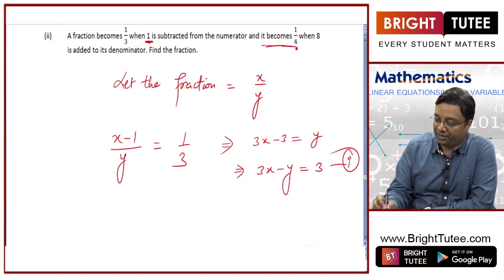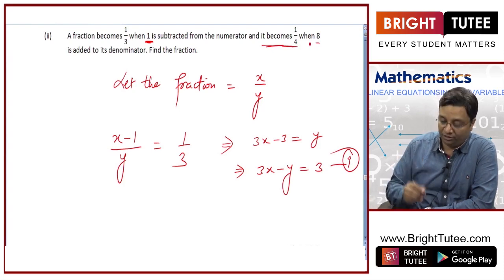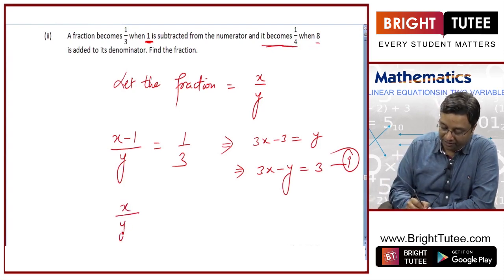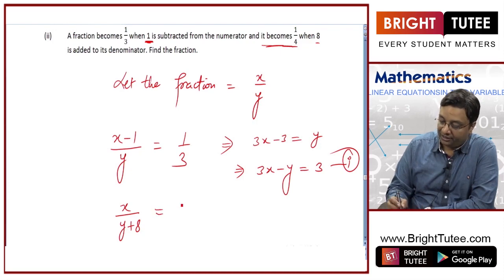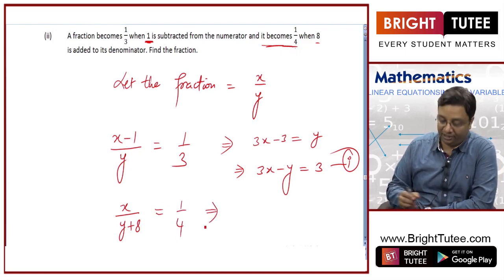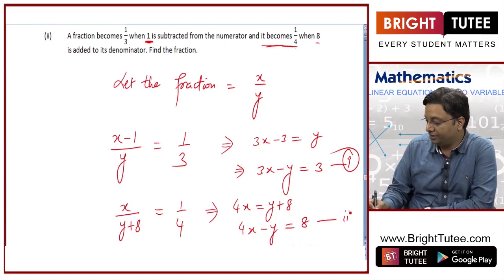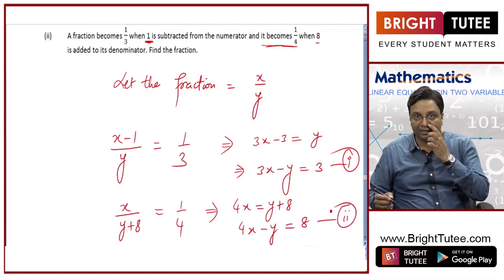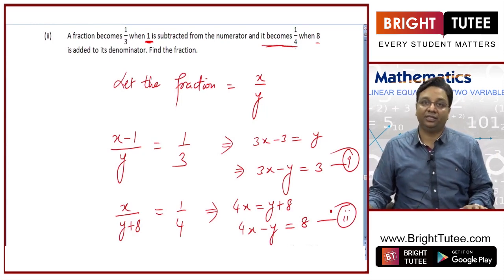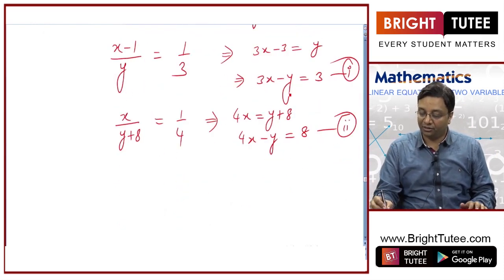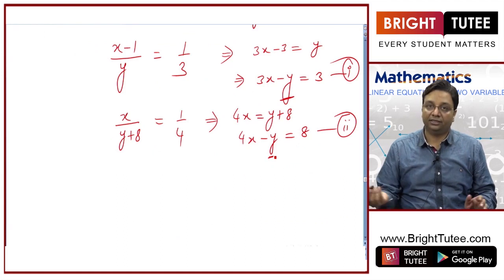And it becomes 1 by 4 when 8 is added to its denominator. So, x by y plus 8, it becomes 1 by 4 now. This should give me my second equation: 4x is equal to y plus 8. So, 4x minus y is equal to 8, and it is my second equation. Again in this question I find the elimination method to be easiest. Why? Because the coefficient of y is equal.